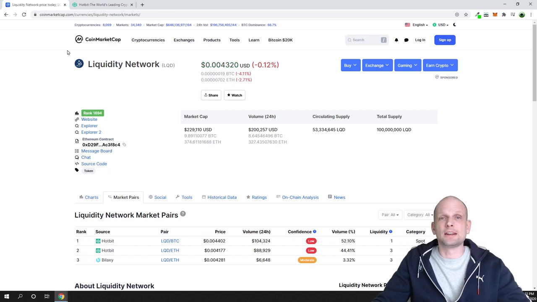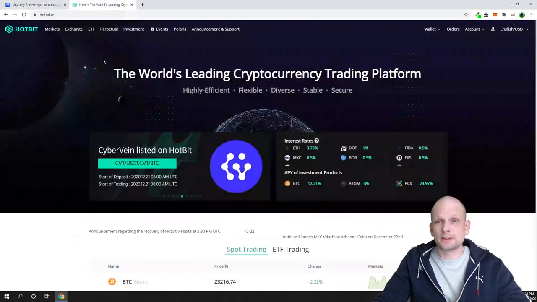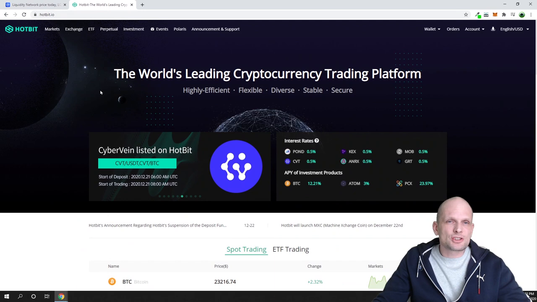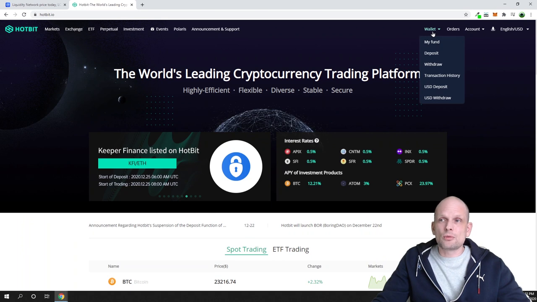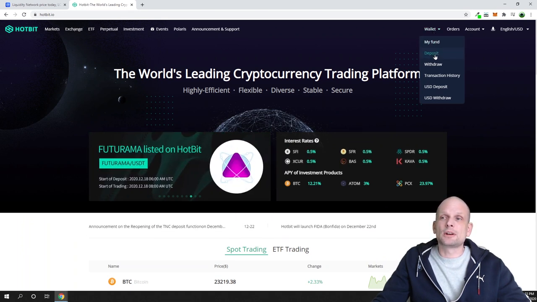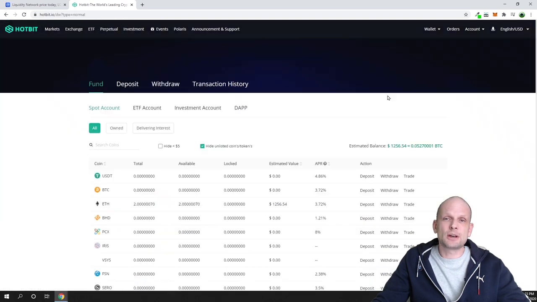Let's stop rambling, and now I will show you how to use this Hotbit exchange. It is pretty much the same as you would use Binance or any other cryptocurrency exchange. First, you go into your wallet here. As you can see in the right corner, you will see your wallet, and you can click here on My Fund, for example. And I already actually transferred Ethereum.